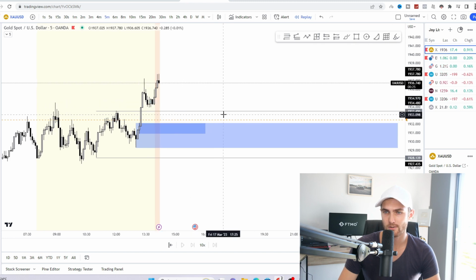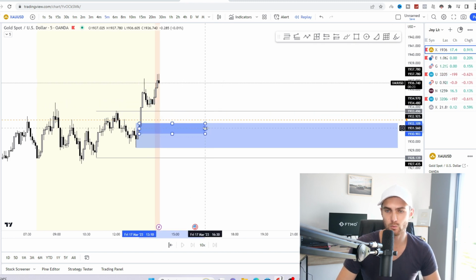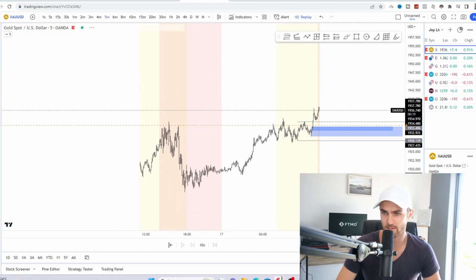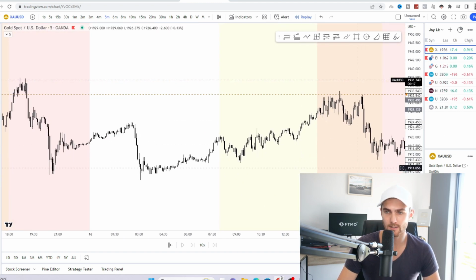With a few stop losses sitting here ready to be swept. So let's just wait for some more liquidity, and then we can look for entries and longs from this demand zone. Let me take you over yesterday's trade.